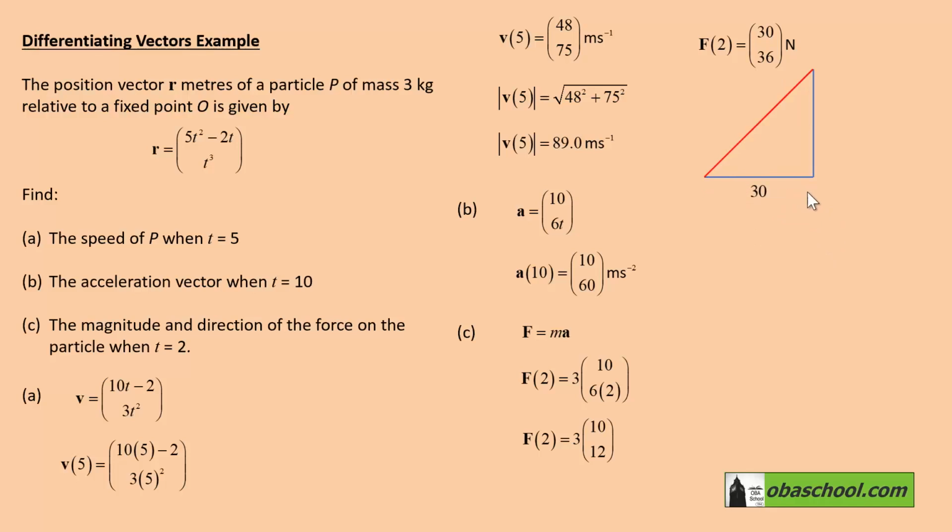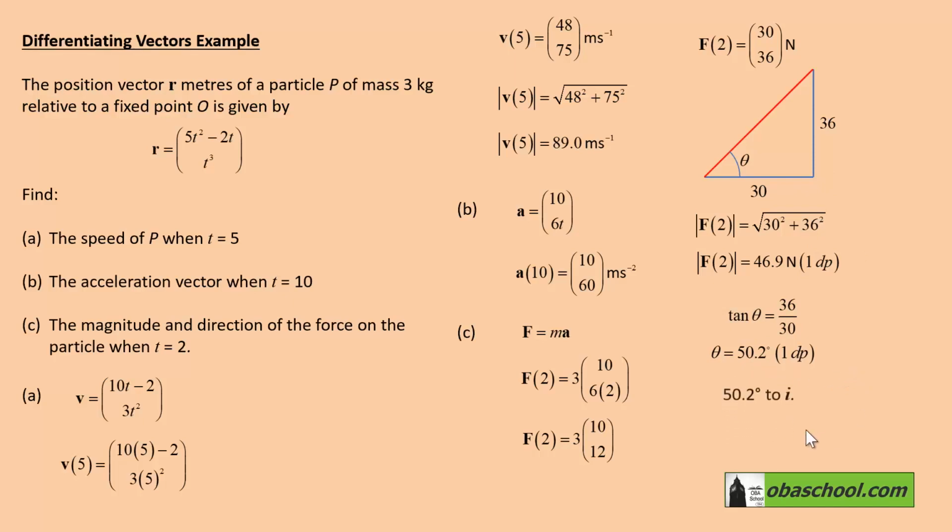So if this is 30 in this direction and 36 in this direction, then the magnitude of the force is going to be the square root of 30² + 36², which is 46.9 newtons to 1 decimal place. And if we want this direction, tan θ is 36 over 30, and so θ is 50.2 degrees to 1 decimal place. So we could express that as being 50.2 degrees to the vector i.